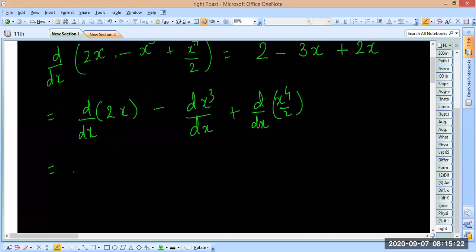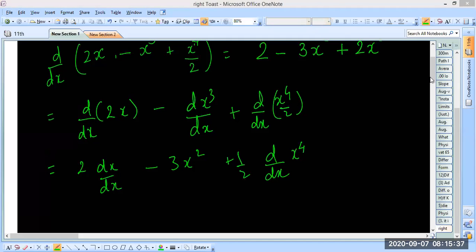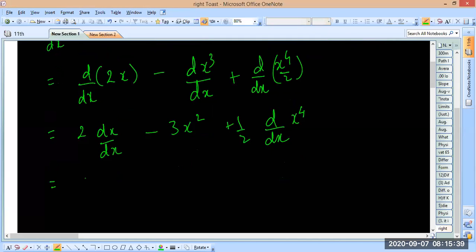Okay. Now, over here, 2 dx by dx minus 3x squared plus 1 by 2 d by dx x raised to 4. All right? So finally, this will be 2 into 1 means 2 minus 3x squared plus 4 x raised to 3 by 2. All right? So this cancels here and you get a 2. So that's it. This is how you get it.